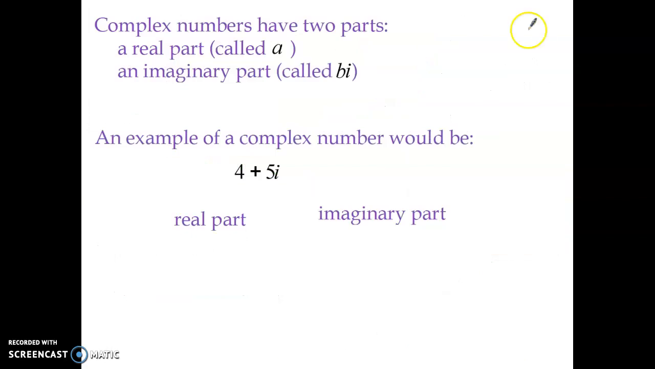All right, let's look at what that means. We are going to be learning about complex numbers. Complex numbers have two parts, a real part that's called a and an imaginary part which is called bi. So a complex number is generally written as a + bi, the real part plus the imaginary part. So here's an example of a complex number. The real part would be the 4 that's in the front. That's what you're used to. You've been working with real numbers since you were very, very small. The new part, the imaginary part, is here, and I recognize it because it has that i on it. So 4 + 5i would be an example of a complex number.